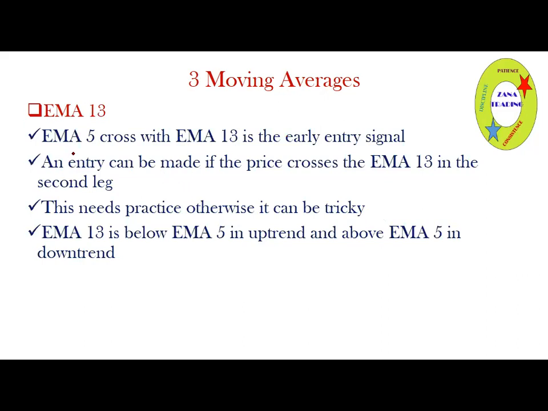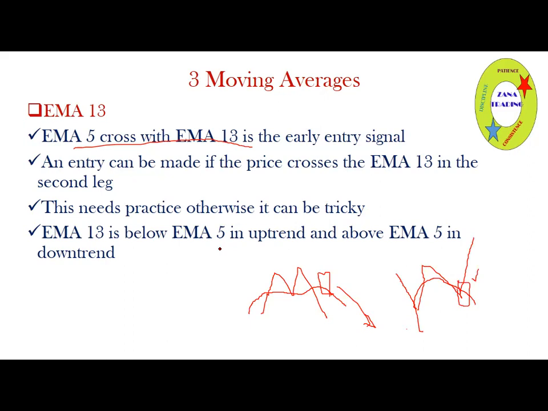Then the 13, when it crosses the 5, it's an early entry signal. An entry can be made if the price crosses the EMA13 in the second leg. So instead of this, and then the EMA13 moving like this, when your price crosses the EMA13 and closes below it, you can enter a trade downwards. If it was moving like this, and your price closes above the EMA13, you can also enter your trade. But you need practice because it can be tricky. Why? Because sometimes the EMA13 will come close to the 5, but they don't cross. So you have to confirm a cross first before you can enter.